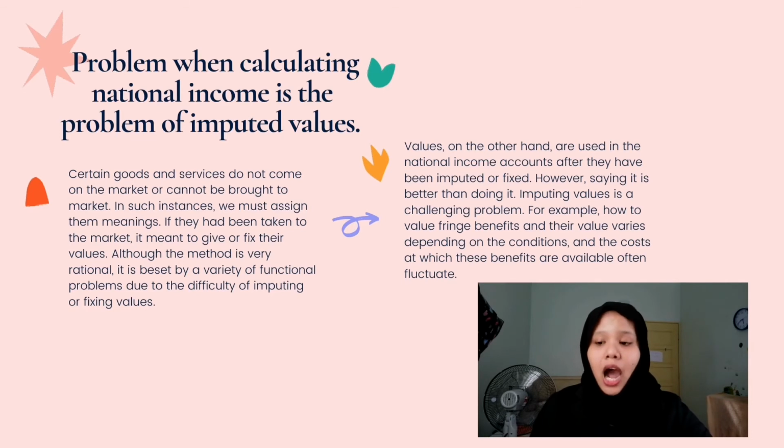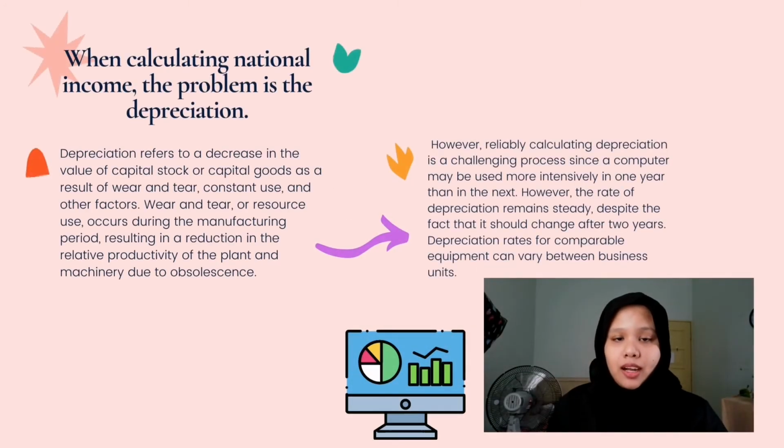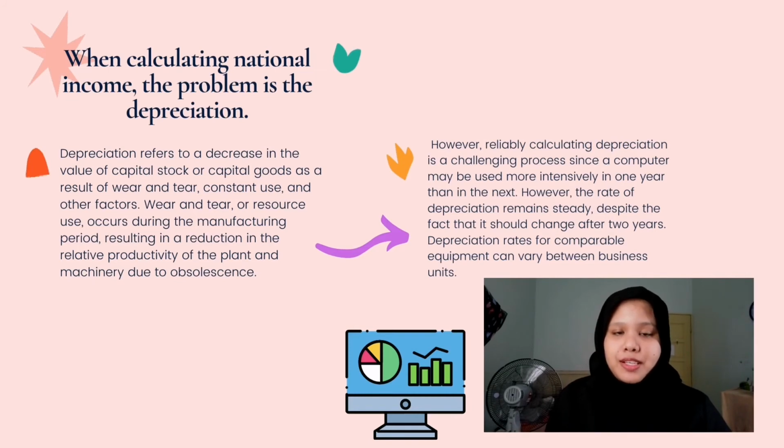For example, consider how to value fringe benefits: their value varies depending on the conditions, and the costs at which these benefits are available often fluctuate. Last but not least, when calculating national income, the problem is depreciation. Depreciation refers to a decrease in the value of capital stock or capital goods as a result of wear and tear, constant use, and other factors.